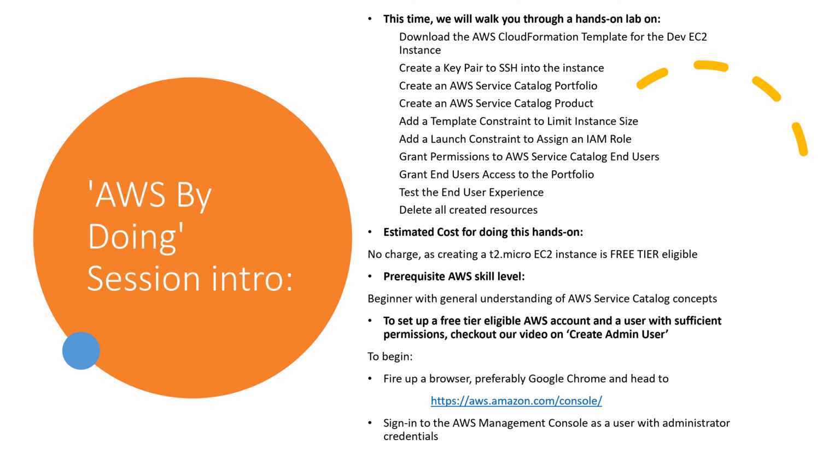The prerequisite AWS skill level required is that of a beginner with general understanding of AWS Service Catalog concepts, and to set up a free tier eligible AWS account and a user with sufficient permissions, check out our video on Create Admin User. To begin, fire up a browser, preferably Google Chrome, and head to aws.amazon.com. Sign in to the AWS Management Console as a user with administrator credentials.